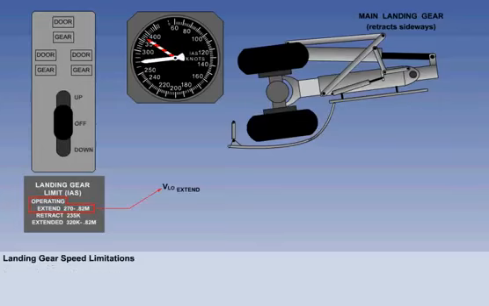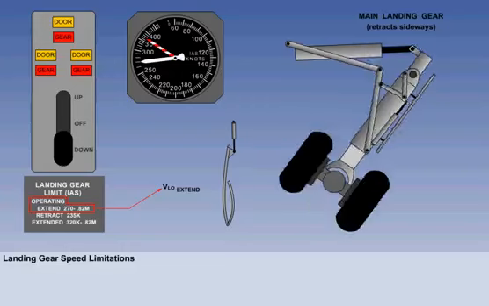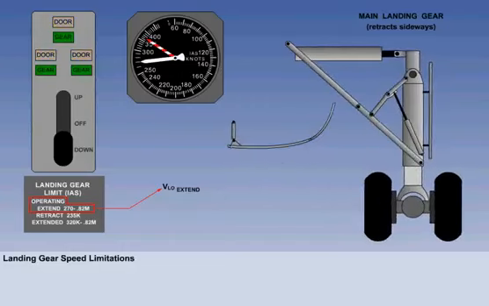In our example, the indicated airspeed must be reduced to 270 knots or slower before the gear can be selected down. Once again, the main landing gear doors are open during transit. Once the gear is down and locked, the indicated airspeed can be increased to our example VLE of 320 knots.